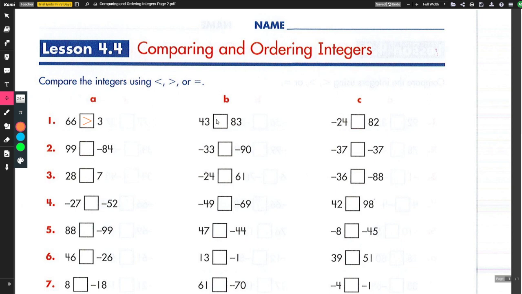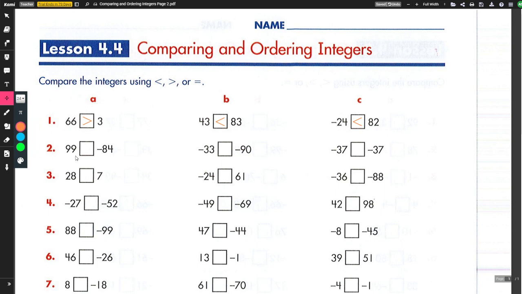Okay. Next we have 43 and 83. Well, 83 is bigger, so we're going to go here. There we go. Move that so it's nice and center. Okay, now we have negative 24 and 82. Whenever you have a positive and a negative number, automatically the positive one is bigger, no matter what. Whenever you're comparing a positive and a negative number, the positive number is always bigger.